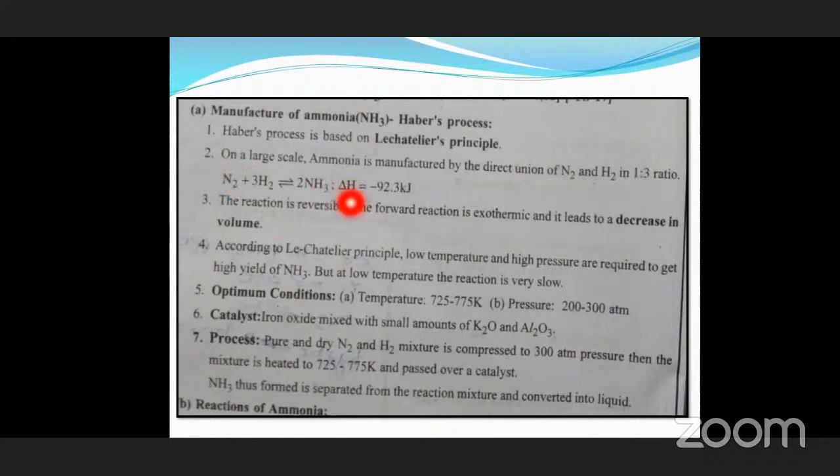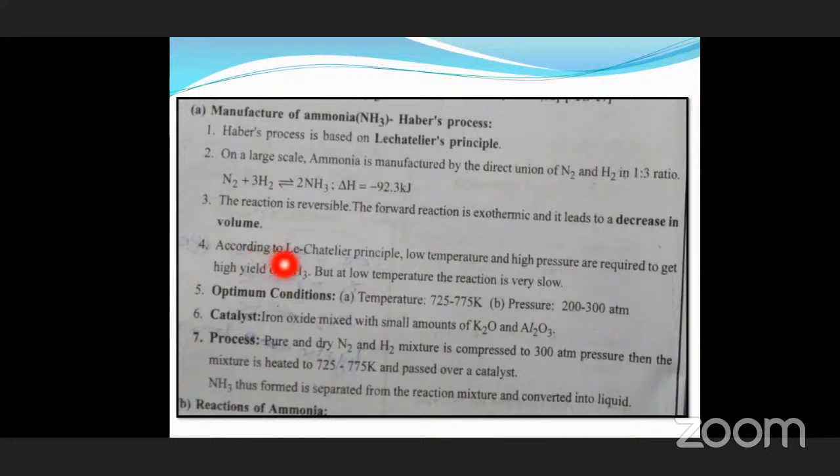But here the enthalpy is minus 92.3 kilojoule. That means what? The negative sign is always indicating an exothermic reaction. Okay, the reaction is reversible. The forward reaction is exothermic and it leads to a decrease in volume. That's why it is exothermic, right?